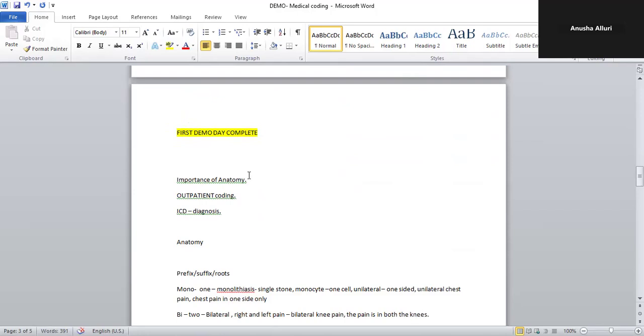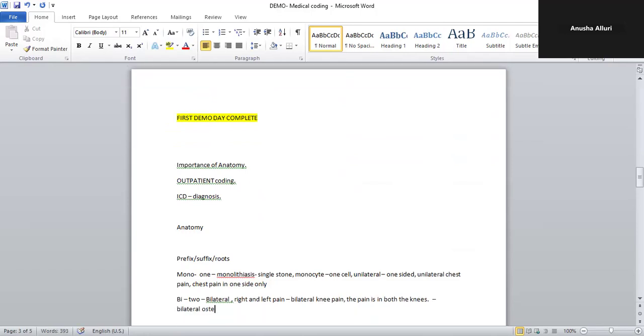The doctor will not document that the pain is in the right knee and left knee. The patient may say that, but the doctor will document in detail like this: the patient has bilateral knee pain due to osteoarthritis. That's it. We have to code bilateral osteoarthritis.